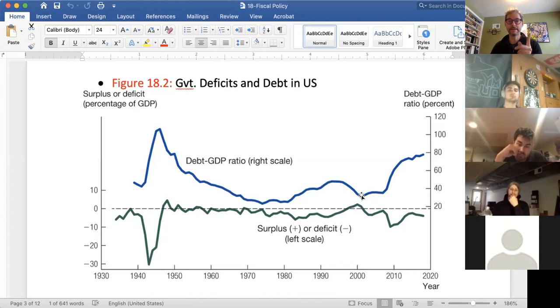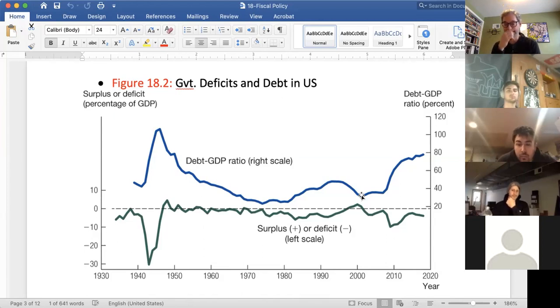But the deficit is the annual borrowing. The budget debt is the accumulated borrowing, right? The accumulated borrowing over time. So the blue line here represents the U.S. debt to GDP ratio. This is looking at debt relative to the size of our GDP.